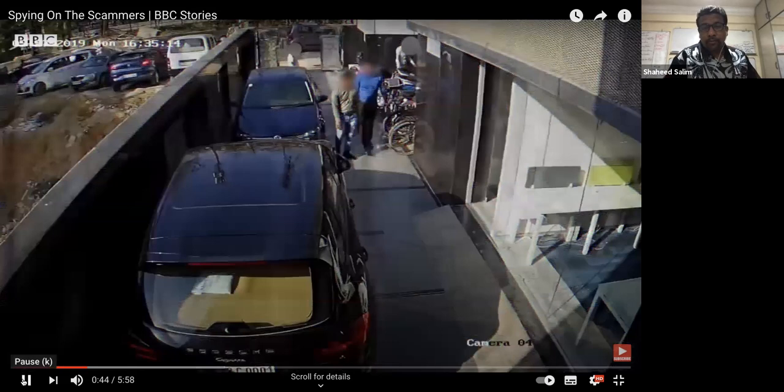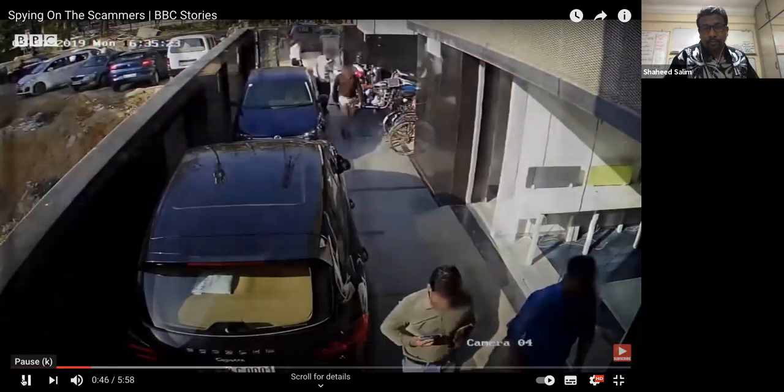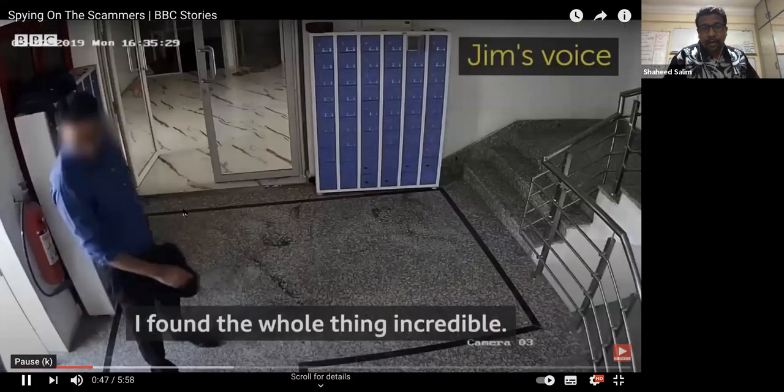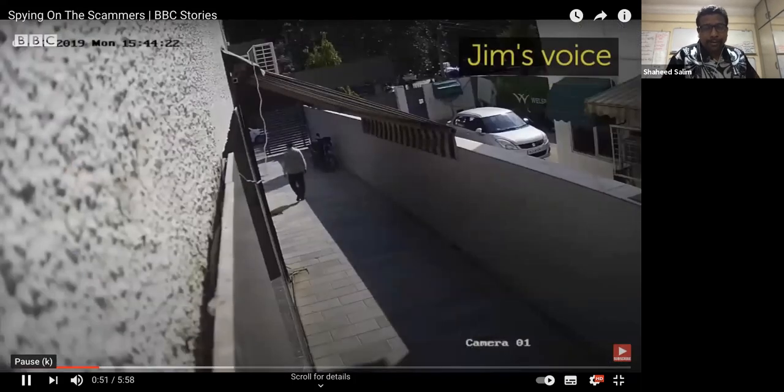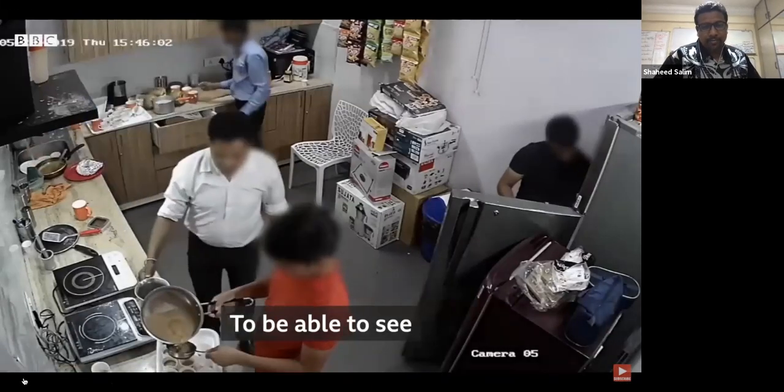Very advanced, huh? See? This is the I office. found the whole thing incredible. I think it's pretty unique to be You see, these are the scammers eating, whatnot. You know, he can see everything the scammers are doing in the building. able to see scammers in action. I really do want to.